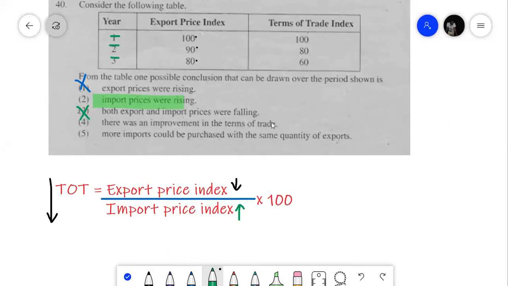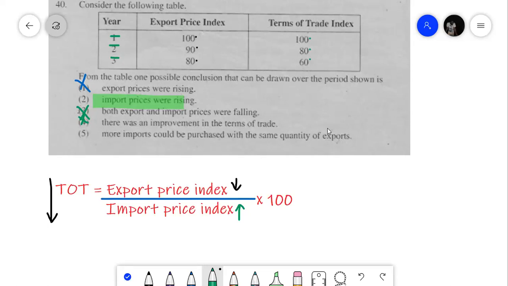There was an improvement in the terms of trade. Terms of trade is going 180 and 60. Right? Improvement means TOT has to increase. Here TOT is decreasing. So not an improvement, right? It's going worse. More imports could be purchased with the same quantity of export. What do you think? Your amount of money you're getting from your exports is falling. Imports are becoming expensive. Can you buy more imports now from 1 unit of export?